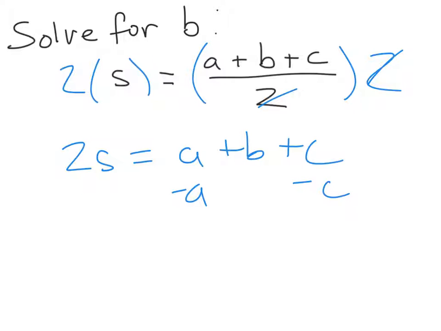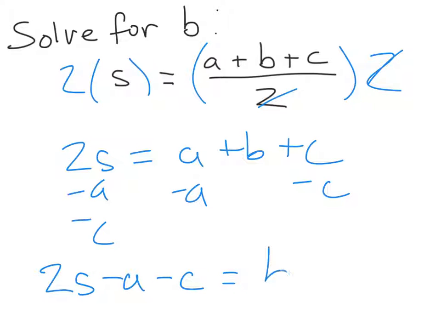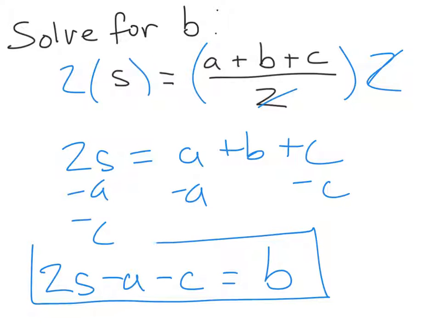I'm going to kind of do 2 steps at once. So minus a minus c over here. So we end up with 2s minus a minus c equals b. Now it's not a very satisfying looking answer at first, but it's actually exactly what we need. All we needed was to get b by itself. We know we're not going to be able to combine s, a, and c because they're not like terms and we don't know what they are. So in this case we just have an expression b equals 2s minus a minus c.